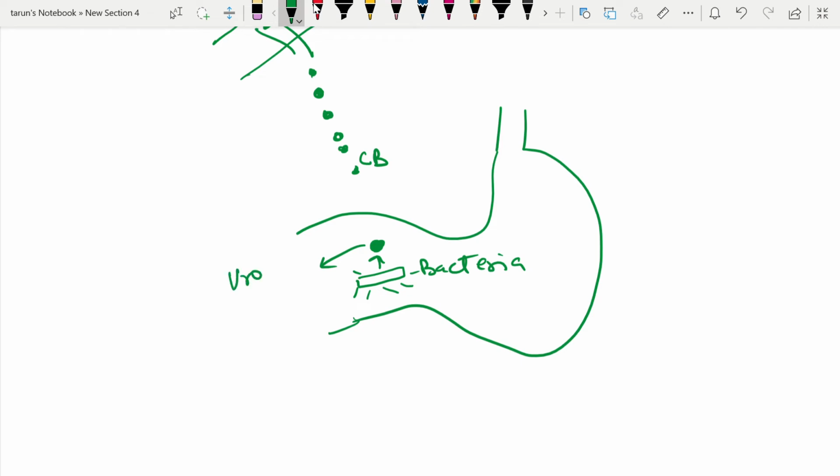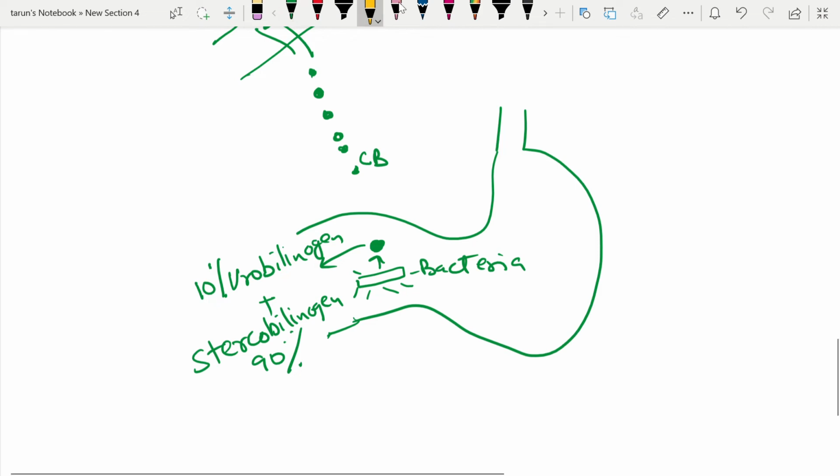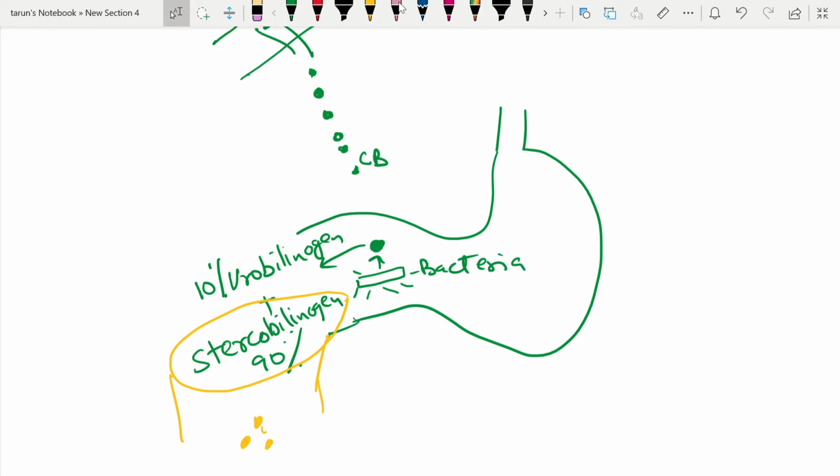urobilinogen and stercobilinogen. About 10% urobilinogen is formed and 90% stercobilinogen is formed. This stercobilinogen will be shed into the stool. It comes out in the stool and imparts yellow color to the stool.